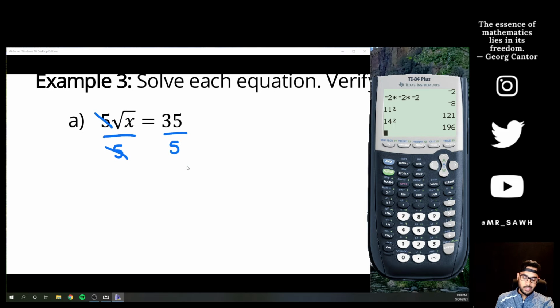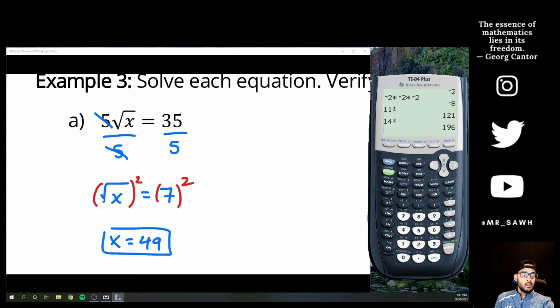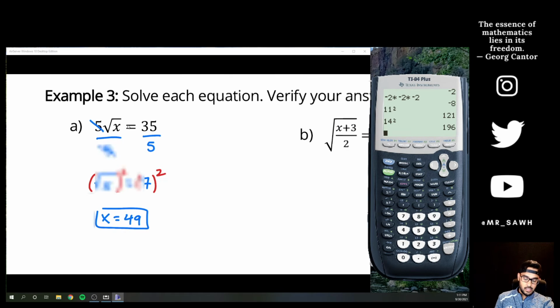35 divided by 5 is 7. Okay, so the square root of x should be 7. If I now square both sides because my radical is isolated, in order to get rid of my root sign, well, that means x is going to be 49. Okay, and if you think about the restriction here, well, the only thing underneath that radical that's a problem is the variable x. So as long as x is greater than or equal to 0, we're okay. x is 49, and that's larger than 0, so we're good.